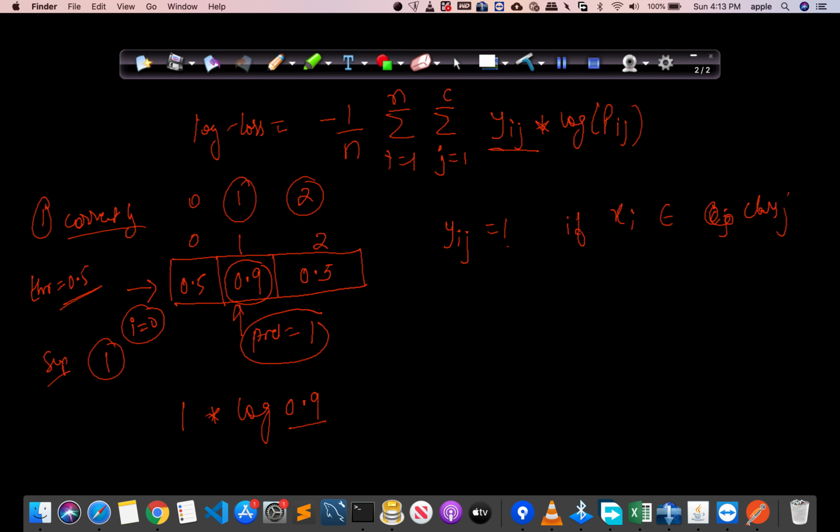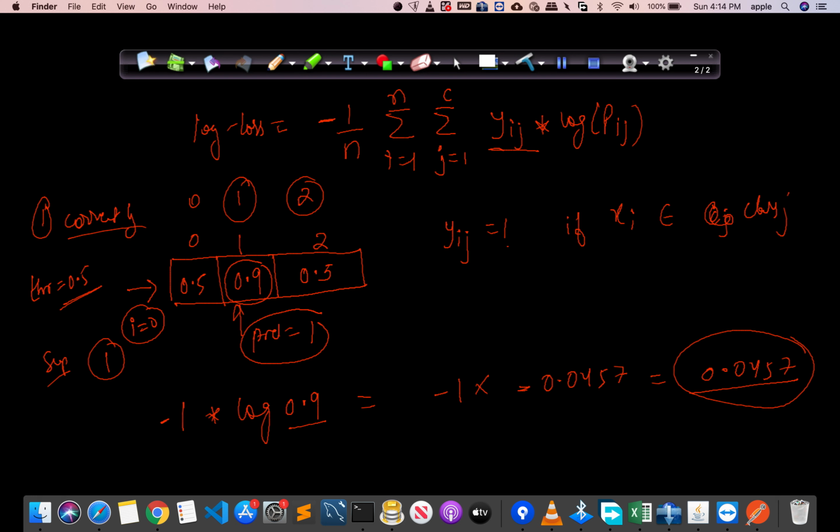So this is log 0.9 and this is minus 1. Why? Because the minus sign is there, hence we are using minus here. Now, this will give us minus 1 into minus of 0.0457. So this is 0.0457. Hence, we can see that if our prediction is correct, the log loss value is very small.